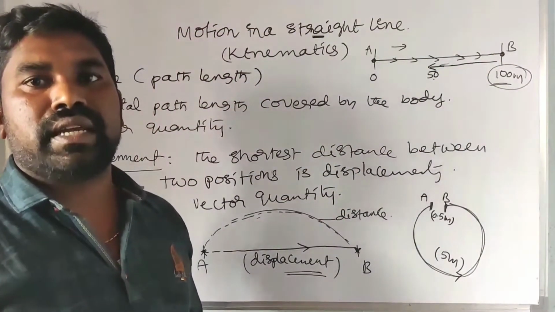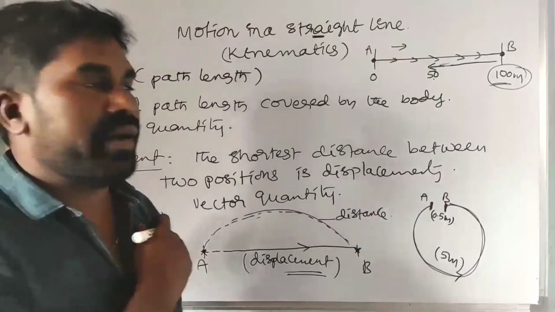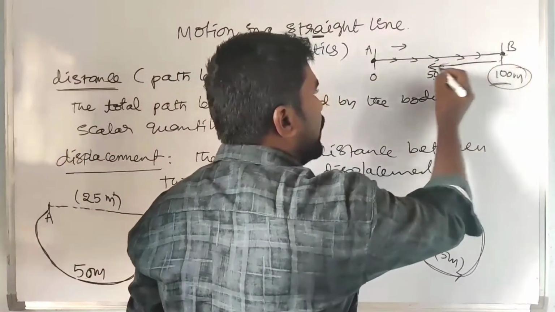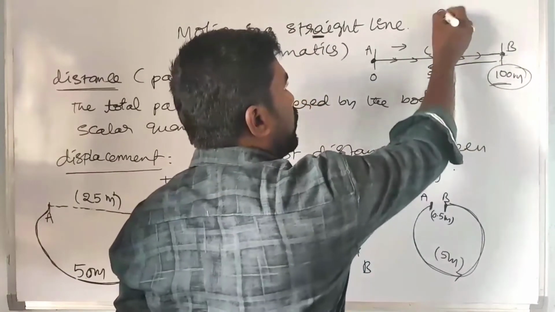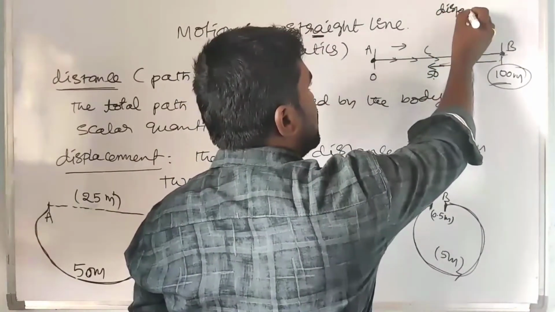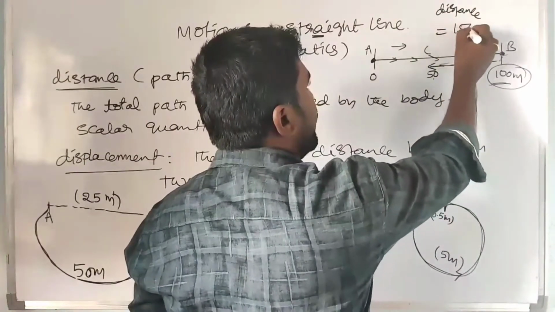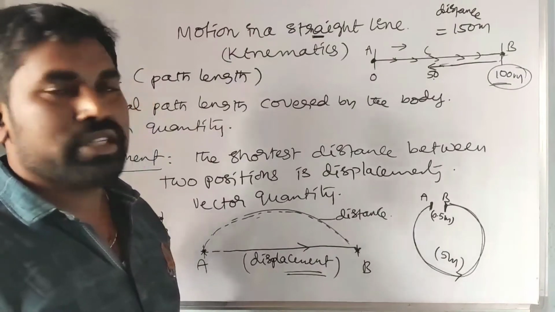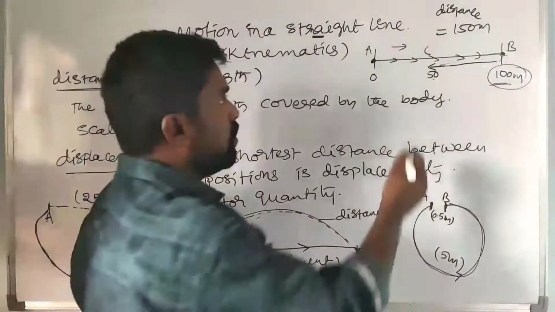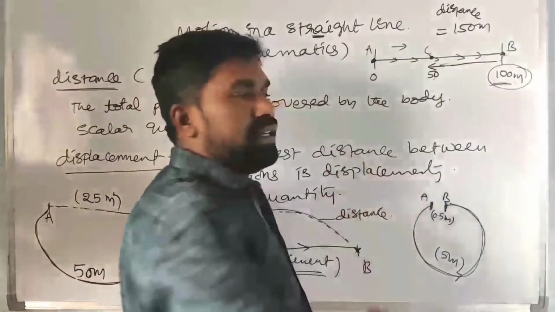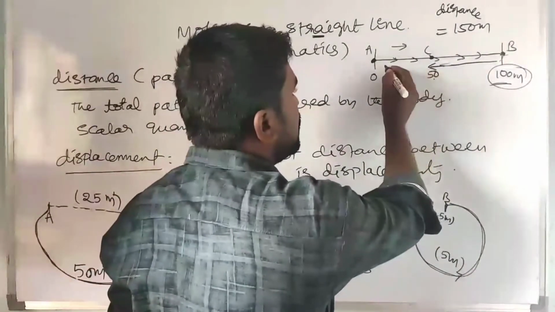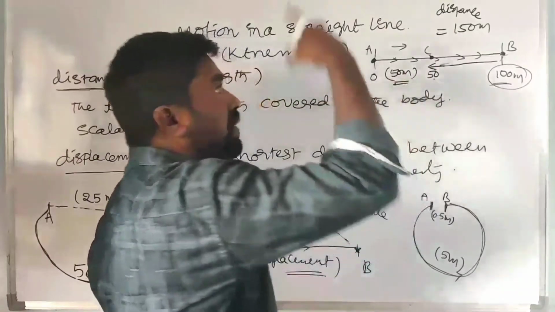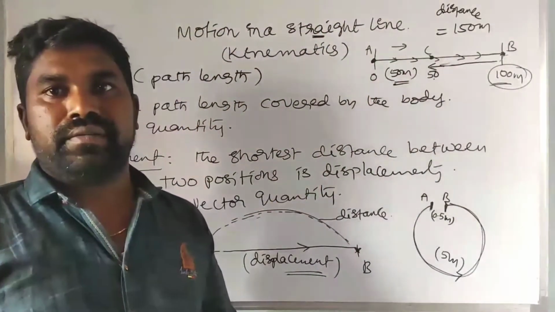Now the total distance, the total path length covered by the body: from A to B it is 100, and B to C this is 50. The total distance is 150 meters. The distance covered by the body is 150 meters. Now the displacement of the body, now the body is located at this point. The displacement is from 0 to 50, this is 50 meters. Displacement is 50 meters, but distance is 150 meters.